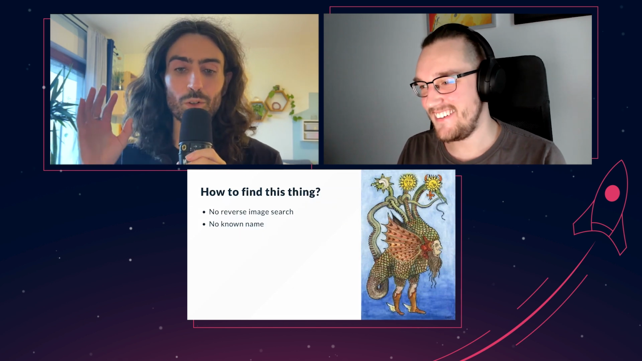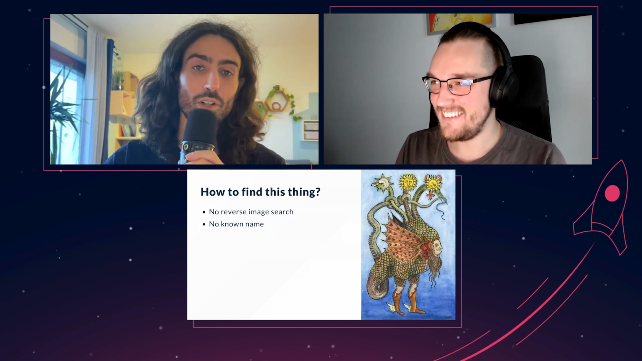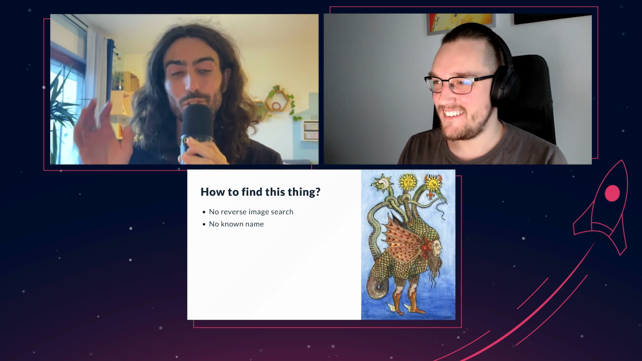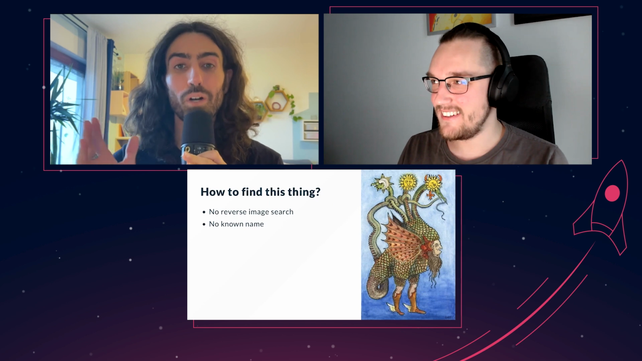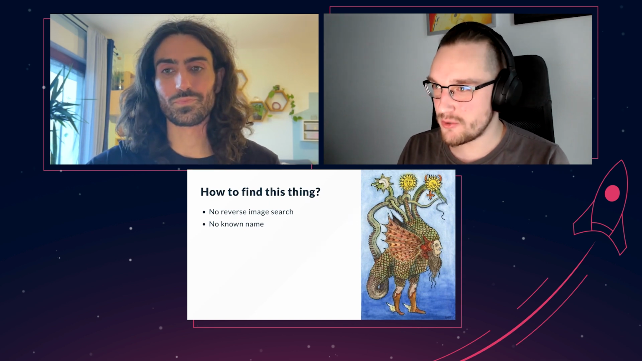So you can imagine how confusing this is to try and search for. What description do you give Google to make that pop up? Exactly. And imagine you just saw it somewhere, so you cannot use reverse image search, and you do not know the exact name of the thing. And by the way, this name exists, so if you know the name, it's pretty easy to find.